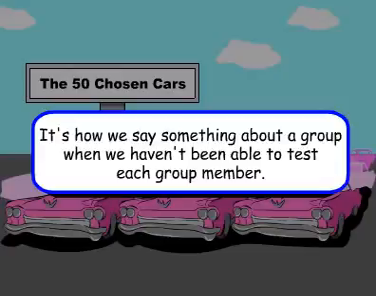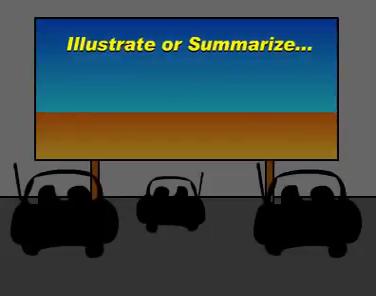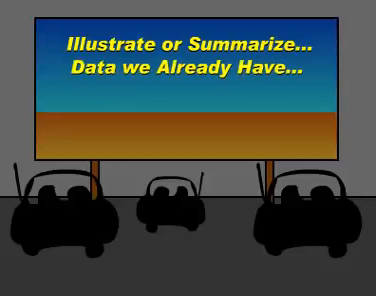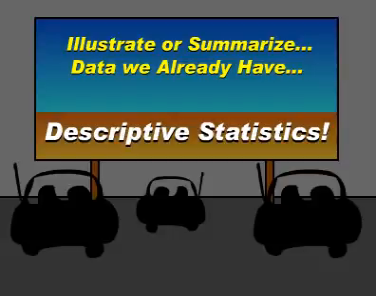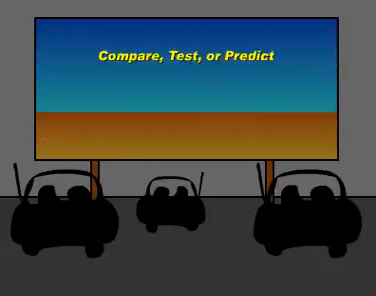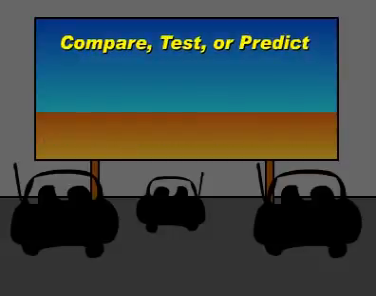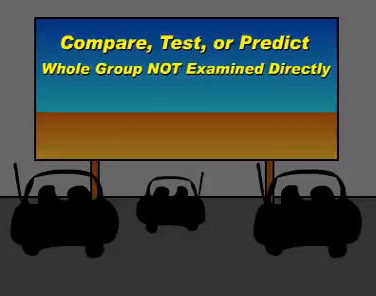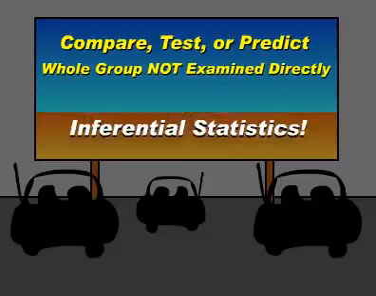The big difference between these two divisions is this. When we illustrate or summarize facts about data we already have, we're doing descriptive statistics. When we attempt to compare, test, or predict something about a group we haven't examined directly, we're doing inferential statistics.